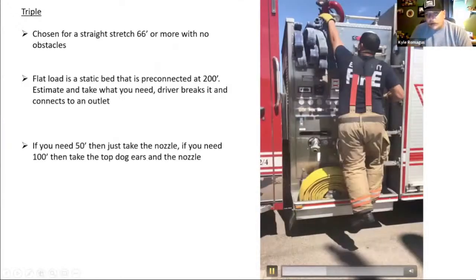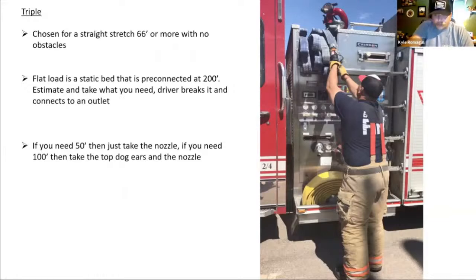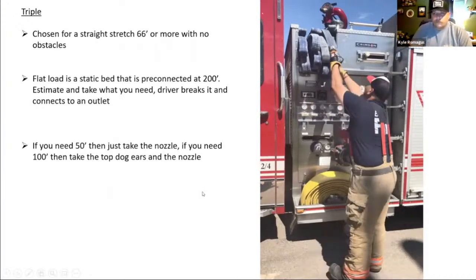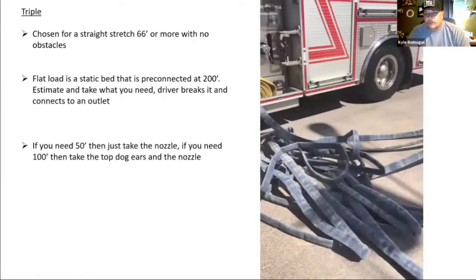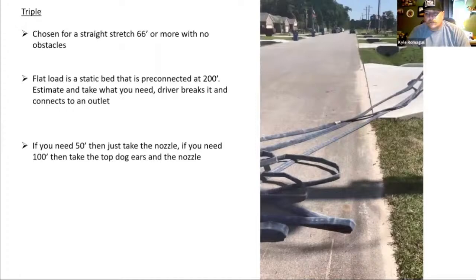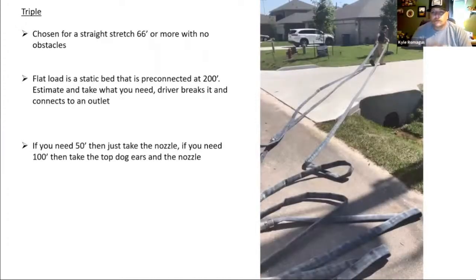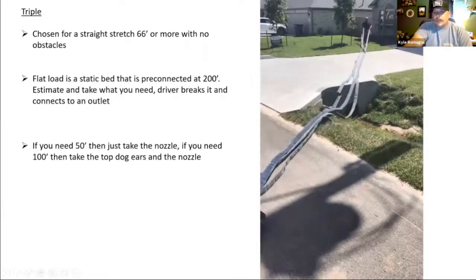All right, so we talked about earlier that bottom loop right here happens to be at the 66-foot mark. So this is a triple load. I've just got to pull it out and make it deploy as a triple. So like I said, if I'm looking at straight stretch, 66 feet, no obstacles, triple all day. Everything hits the deck. And then boom, there's your triple.